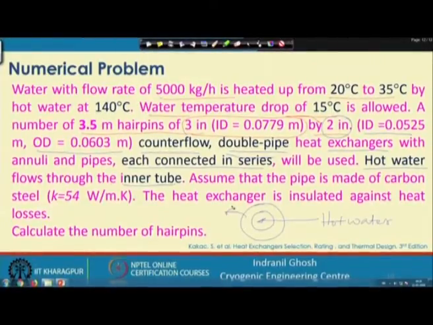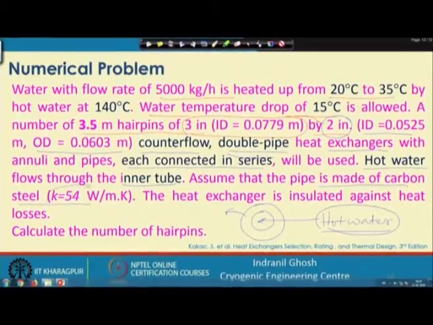So, the warm water enters at 140 degrees, and a 15 degree temperature drop is allowable, whereas the cold water has to be heated up from 20 degrees to 35 degrees. Now, assume that the pipe is made of carbon steel.